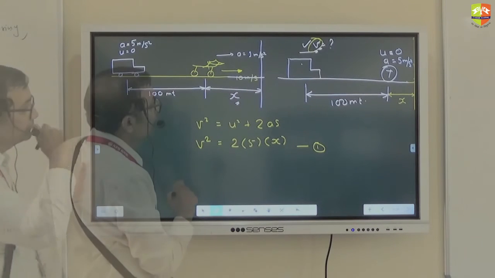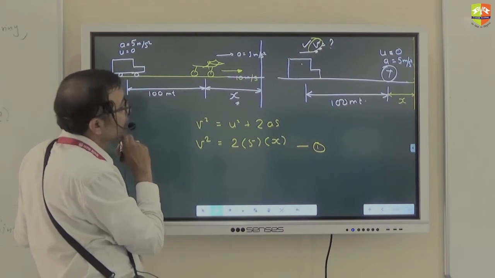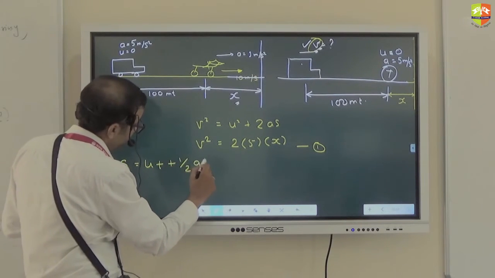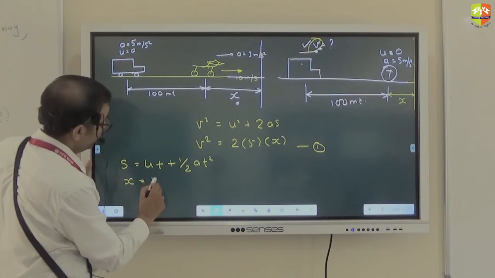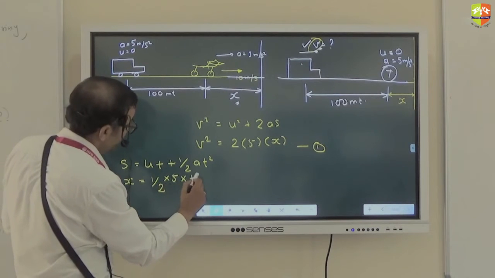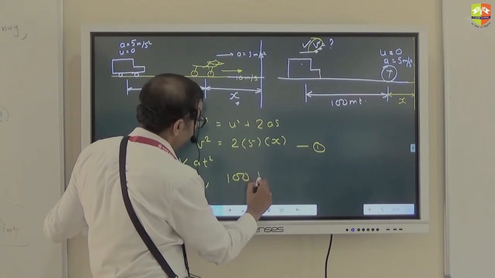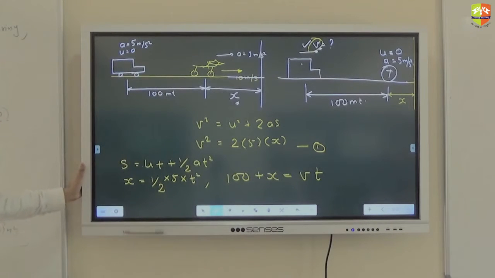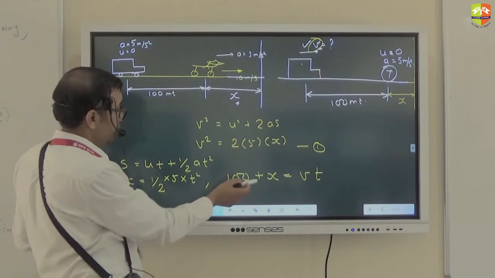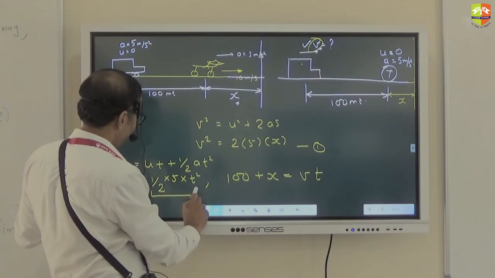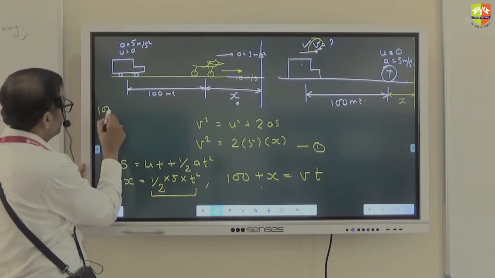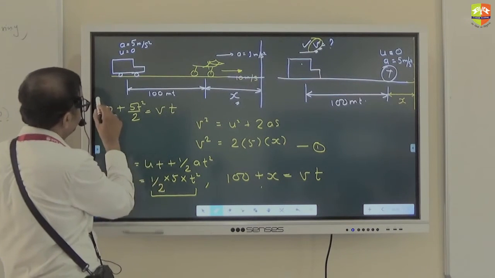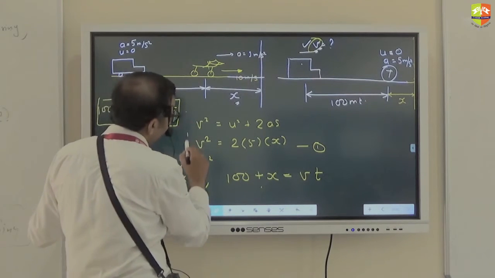And what else I can say? Okay, I need to find x first. So s equal to ut plus half at square, if I use for the thief, x is equal to half into 5t square, and for the police jeep, 100 plus x is equal to v into t. Getting it? You can get x as 5t square by 2 over here. So you'll have 100 plus this, equal to v into t. Okay, you have these two equations.